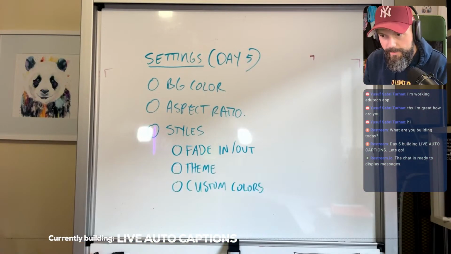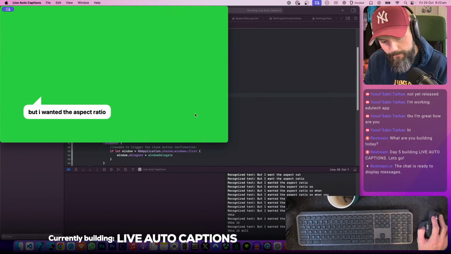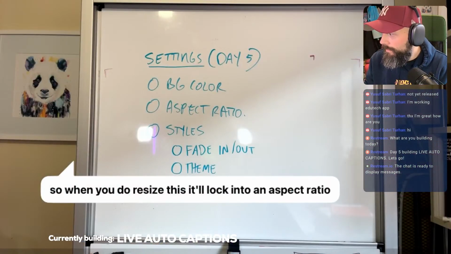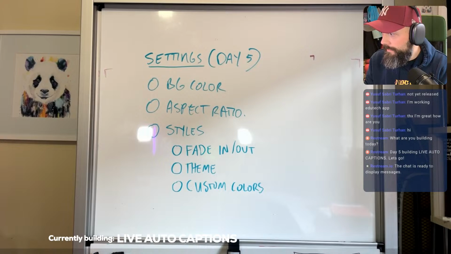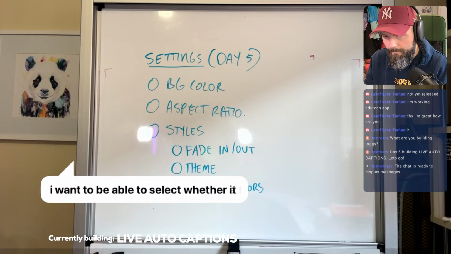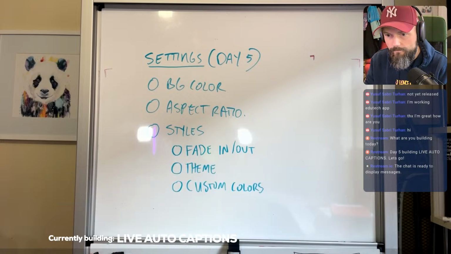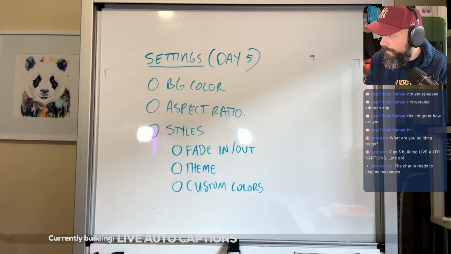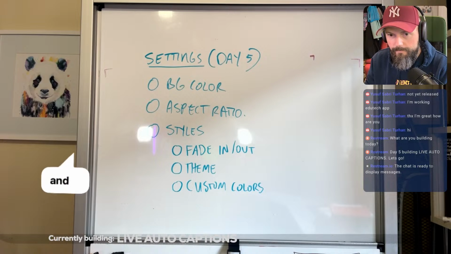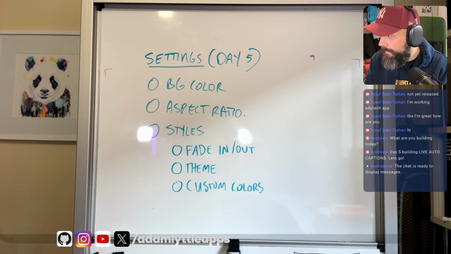But I want to set the aspect ratio. So when you do resize this, it'll lock into an aspect ratio. And the styles, I want to be able to select whether it fades in, fades out, pops in, pops out. At the moment, it slides up onto screen. And the theme. So at the moment, the theme is speech bubble. And then be able to customize the colors. So we'll see how far we get.